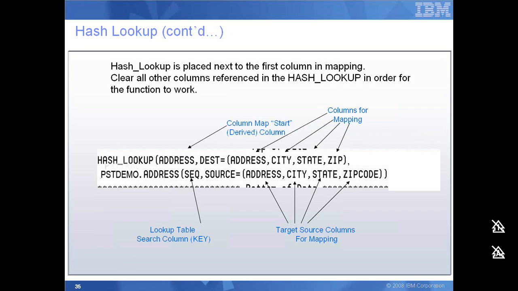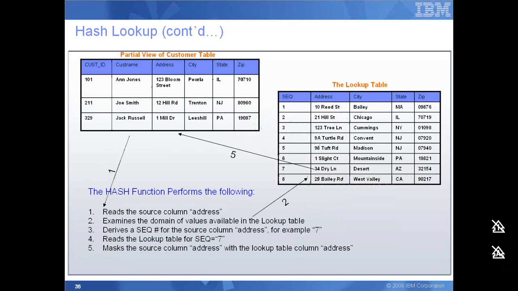As you can see, if I'm using a hashing algorithm, every value that is passed to the hash lookup function would get me a hashing value which maps to a specific sequence number in the lookup table, and will accordingly give me a value which can be used for data masking.